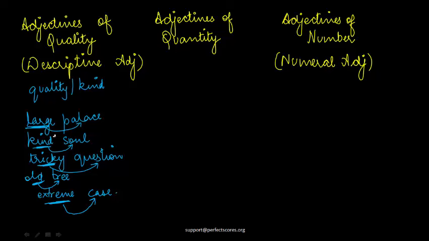So all of these words, large, kind, tricky, old, extreme, they describe the quality or the kind of a person or a thing or a noun or a pronoun. So these are known as adjectives of quality. Let's move on to adjectives of quantity. These show how much of a thing you are trying to mention.